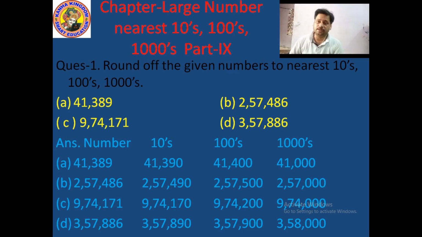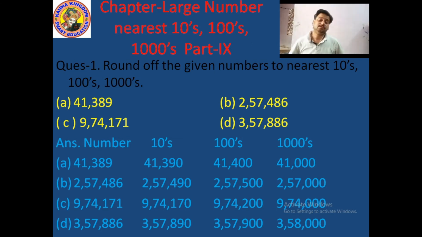Okay, now this number, we have to convert this number to the nearest 10. So nearest 10 is, first move to the question, and the question is 2,57,486. In this number, which digit is in ones place and which digit is in tens place? So in ones place 6 and in tens place 8.